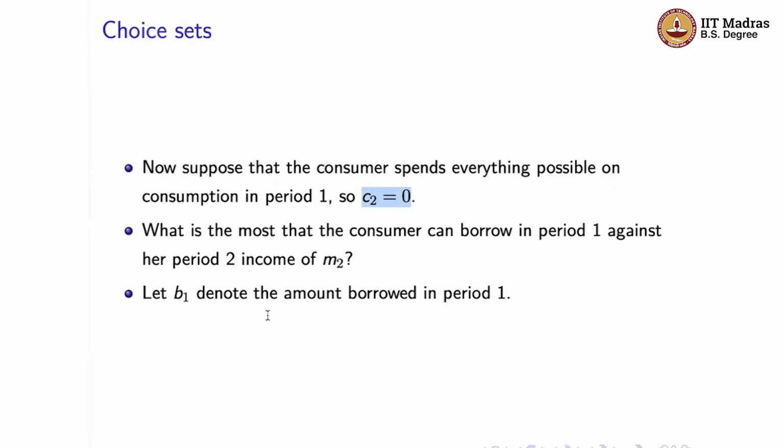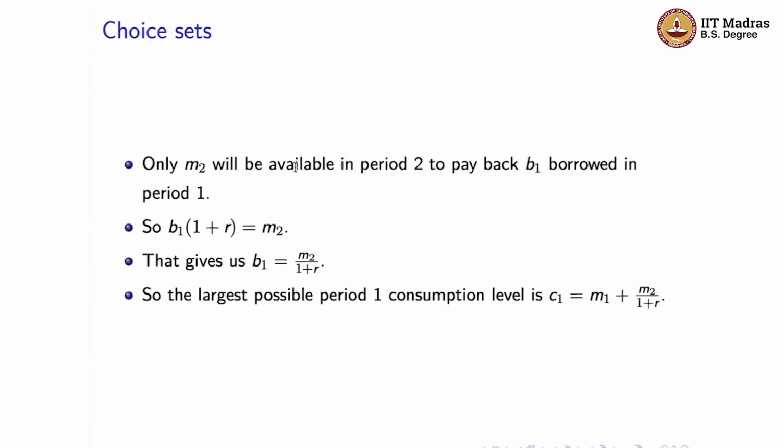Let B1 denote the amount that is borrowed in period 1. Now, if you have borrowed an amount, then you have to repay that amount, plus you have to repay interest on that amount. And we already know that the interest rate is R. So the amount that has to be repaid in the second period is given by B1 plus R times B1. And the only thing that is available to repay this amount in the future is the consumer's income in the future. So that is an additional constraint. We have B1 times (1 plus R) is equal to M2. So we can solve for the maximum amount of borrowing that is possible, which is M2 divided by 1 plus R.